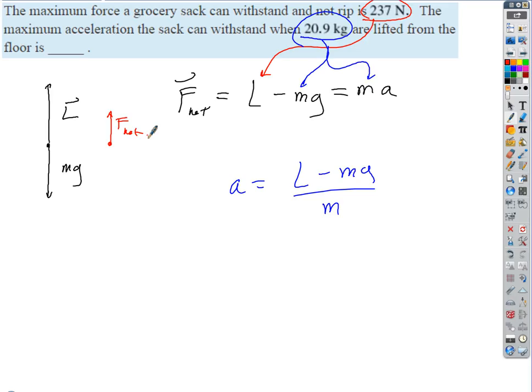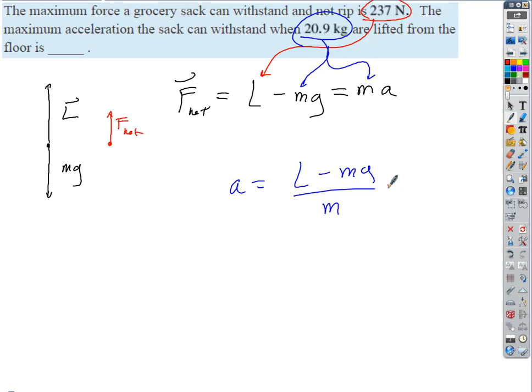So mg, did that stand for mass and gravity, or just? Yeah, mg always just means mass times acceleration of gravity. That's always weight, isn't it? Right. The weight of any object is just its mass times the acceleration of gravity. So to solve for it, you would type in the 237 minus the 20.9 times 9.8. Exactly.